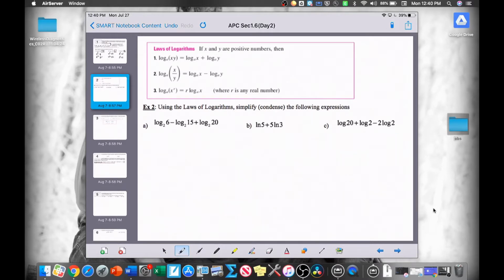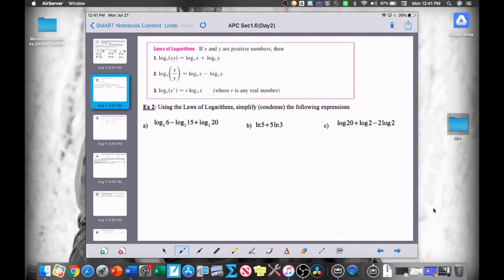And then finally, log base a of x to the r power, okay, this is the power property of logs, says that we can bring that power r in front of the log where r is any real number, and it becomes a multiplier in front of the log.